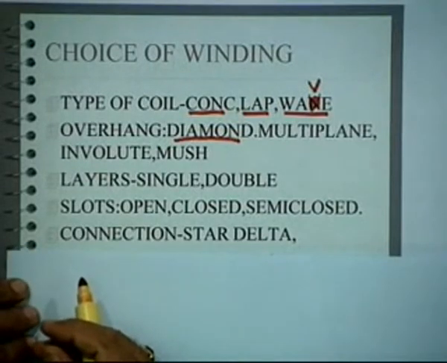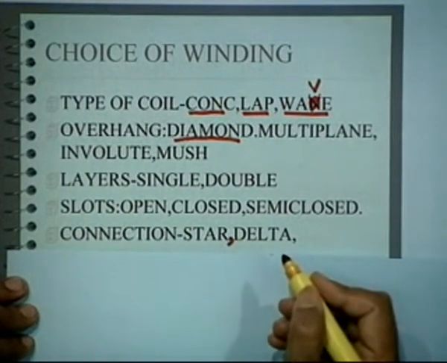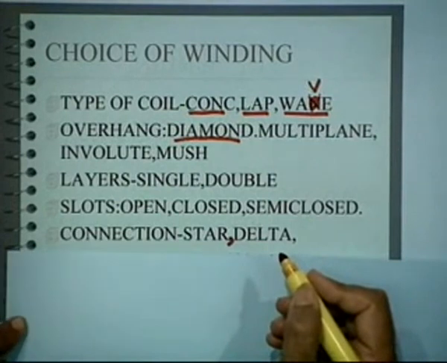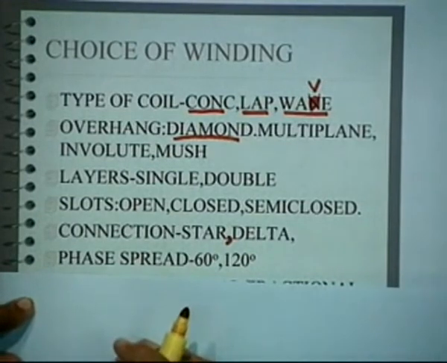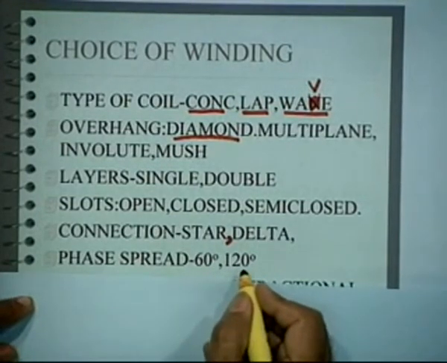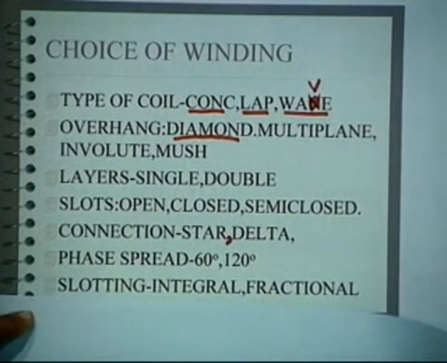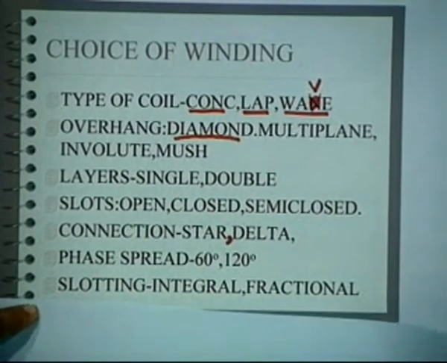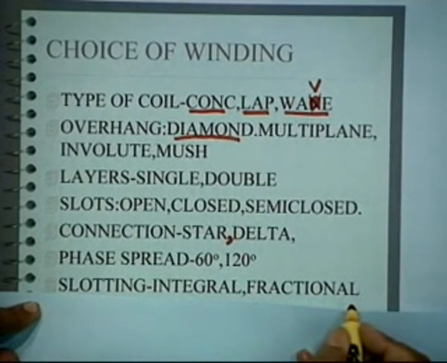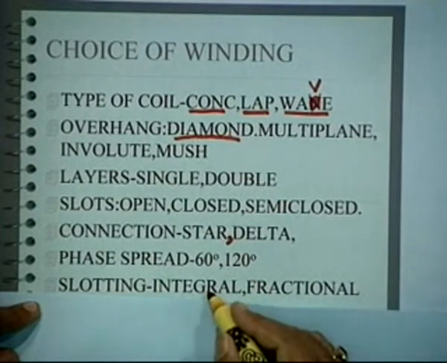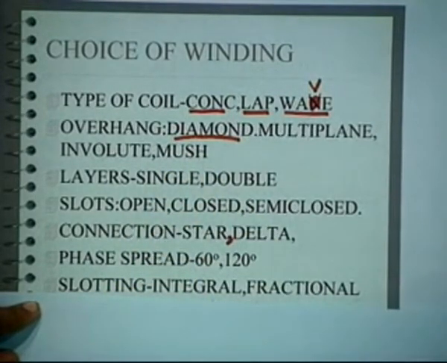Next point is connection. What type of connection can you have between phases? Star or delta connection. These are the two possible connections that you can have. And phase spread. Phase spread we discussed, it could be 60 degree spread or 120 degree spread. Then slotting, you can have an integral slot or a fractional slot. That is, m is an integer, or m is a fraction. So various types are in use in practice.